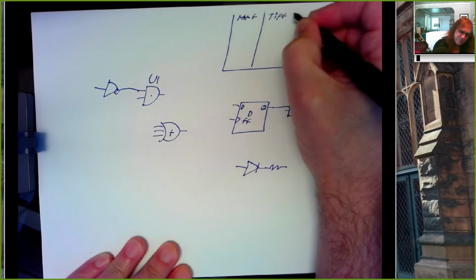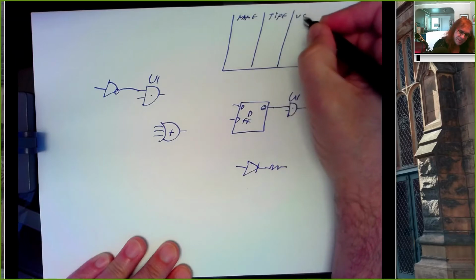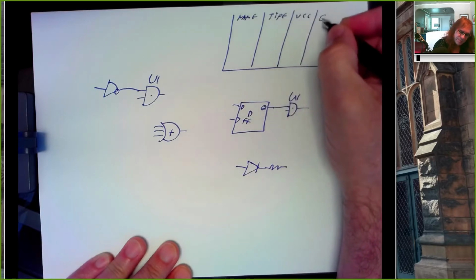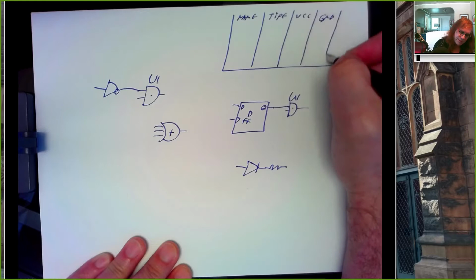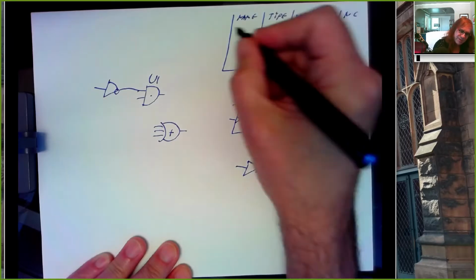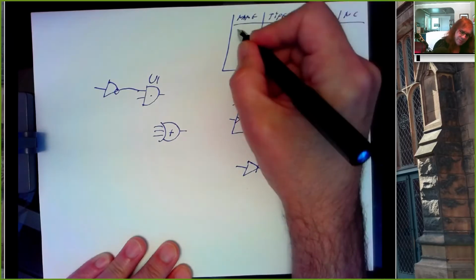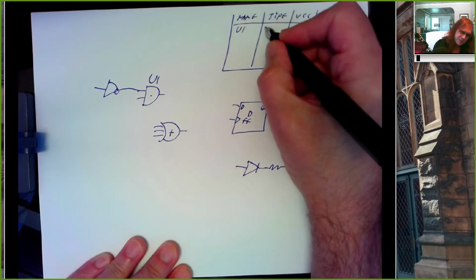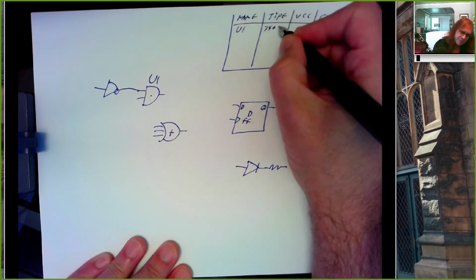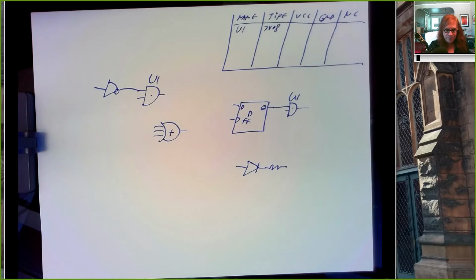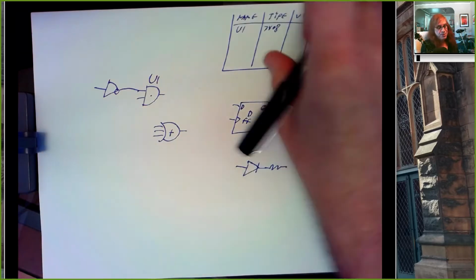There's what type of device it is. There's where we supply power. There's where we connect ground, and there's which pins have no connection. So U1 is a 74. Would you ever use like a column for clock? Not in the component ID block.